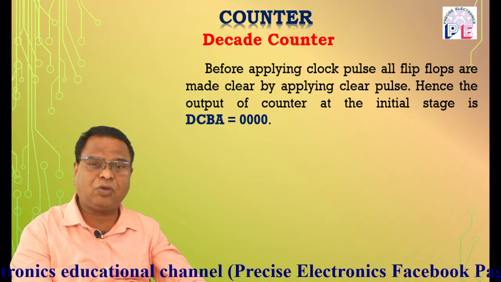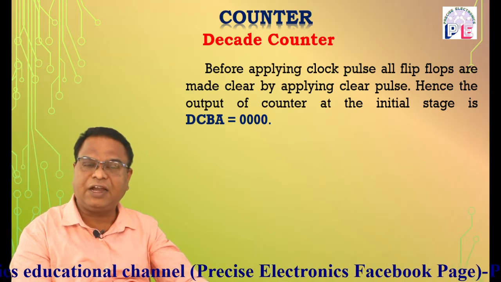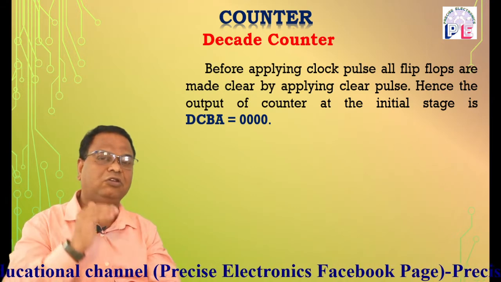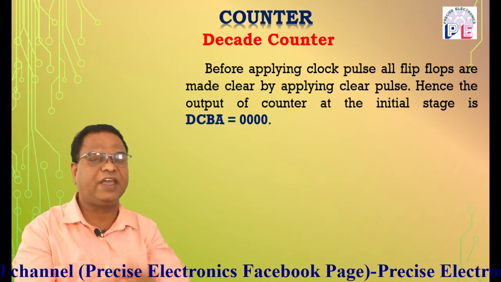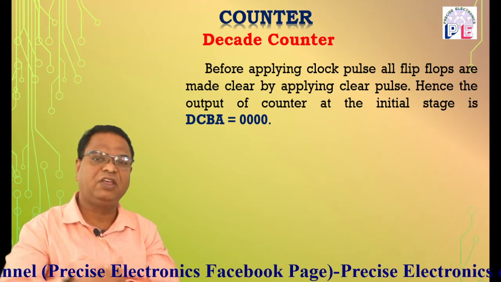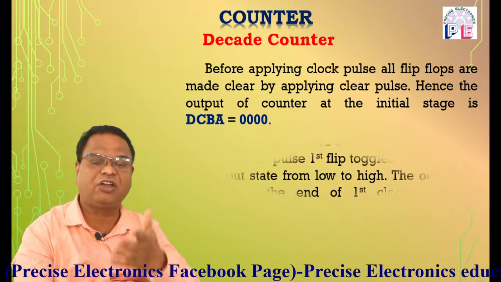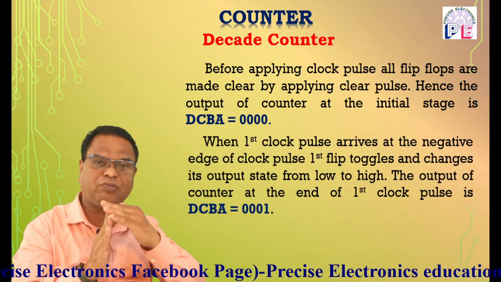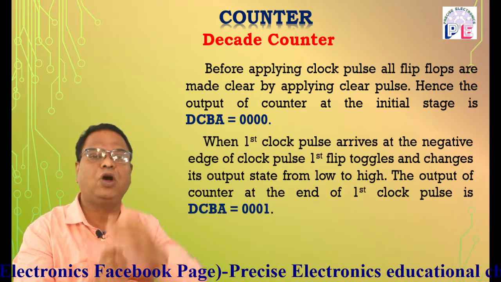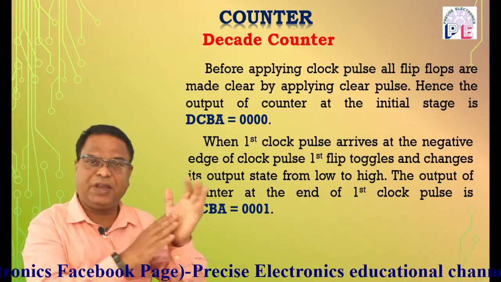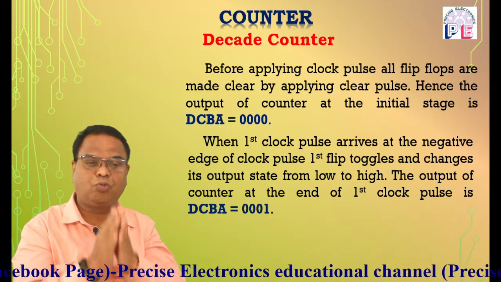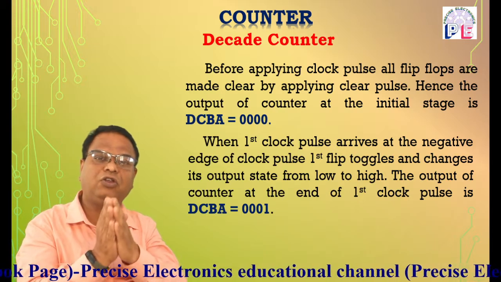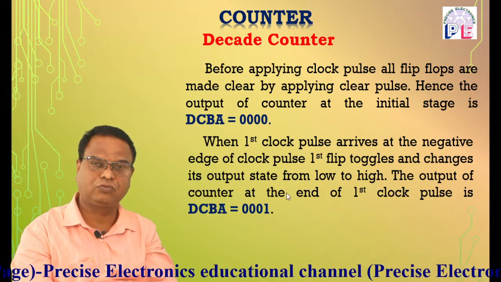Now, how does this counter count the input pulses? At the negative edge of the first clock pulse, the first flip-flop toggles because both its J and K inputs are connected to +VCC. Hence, the transition of state occurs. The output of the first flip-flop changes from low to high. The remaining flip-flops remain in reset mode. So the output of the counter is 0, 0, 0, 1.